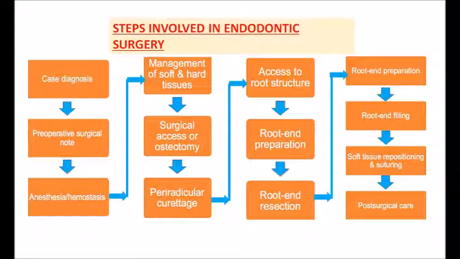Once we decide to move on to the surgery part, the steps involved in endodontic surgery are very important. Okay, what are the steps which we can follow for the endodontic surgery? The steps involved are: first, the case diagnosis, then a preoperative surgical note should be written down, anesthesia and hemostasis should be obtained, then management of soft and hard tissues is done with surgical access or osteotomy. Periradicular curettage is done, after which access to the root structure is obtained and root-end preparation is done.